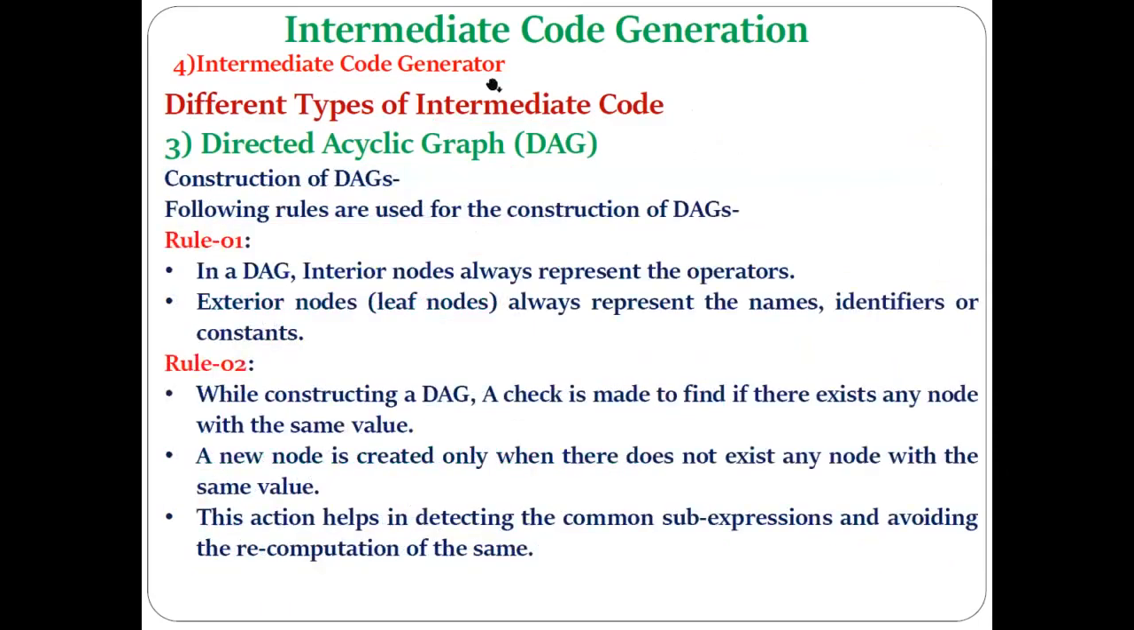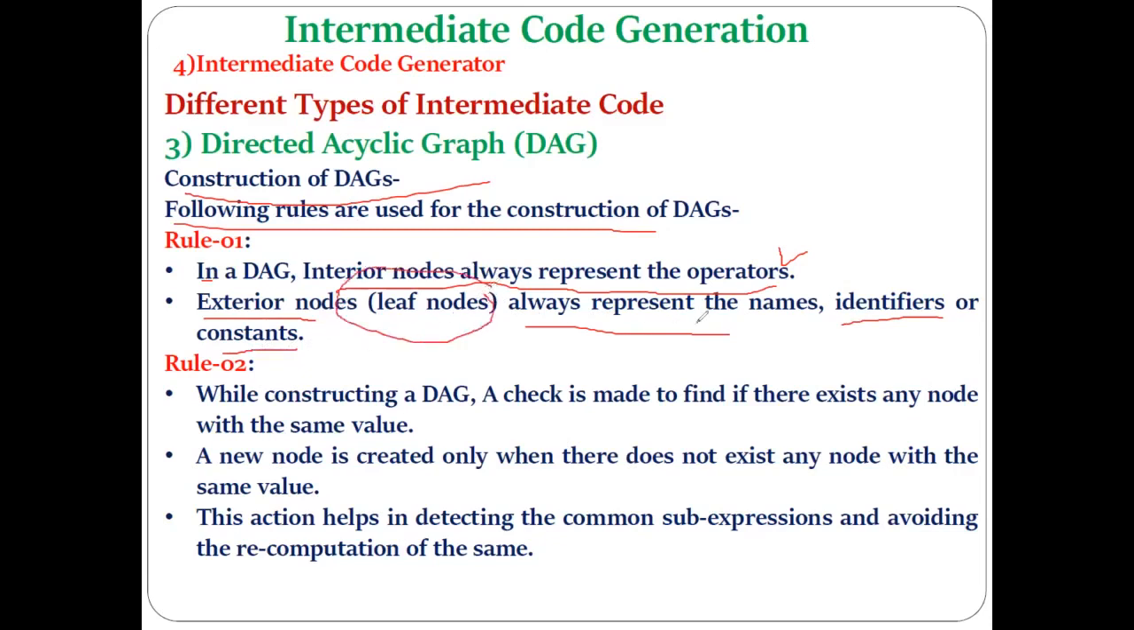Now let's see how to construct the DAG and an example for that. While constructing the DAG, there are two important rules you have to follow. One, as already told, we have to construct the DAG using the three address code. So whatever expression is given, for that expression first you have to generate the three address code, and then you have to construct the DAG. In rule one, in the DAG, interior nodes always represent the operators, and exterior nodes always represent names, identifiers, or constants. Exterior nodes means leaf nodes. Leaf nodes always contain names, identifiers, or constants, that is, the operands. So the first rule is: interior nodes contain the operators, and exterior nodes contain the operands like identifiers, names, or constants.